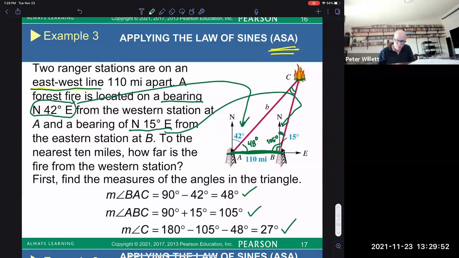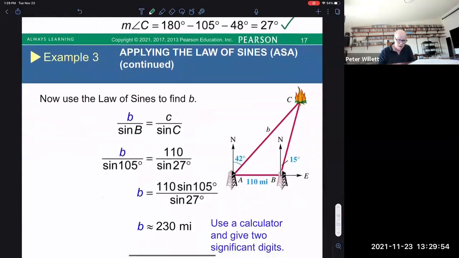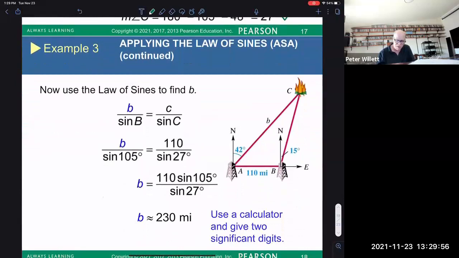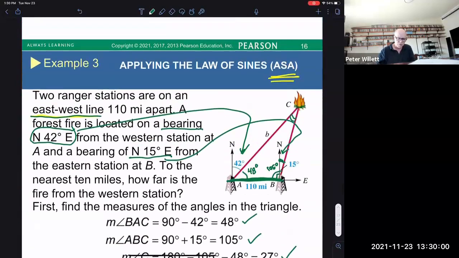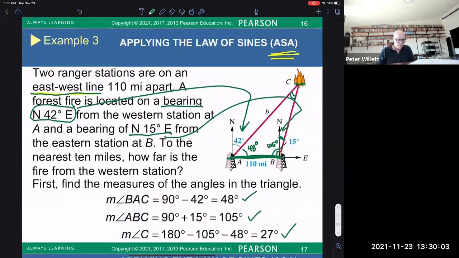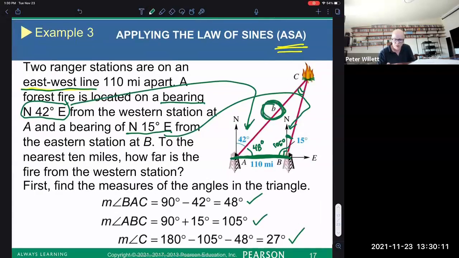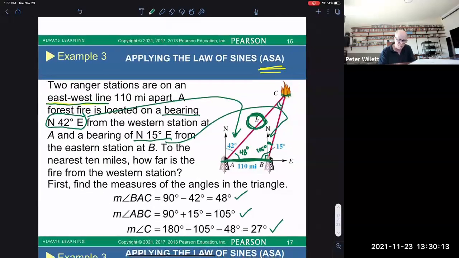But once we know all three angles, then we use the law of sines from B to C and then from B to A to find the missing sides. And that solves the triangle. Now, the way they describe that is to the nearest 10 miles, how far is the fire from the western station? So specifically, they just wanted side length B. So that's all we needed. We didn't need to solve the whole triangle in this problem.